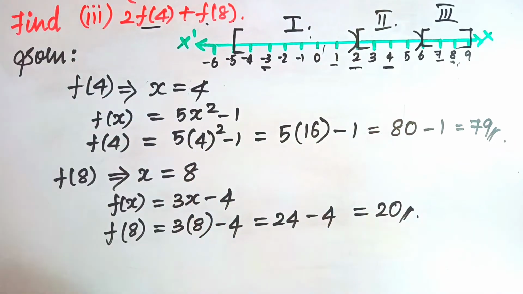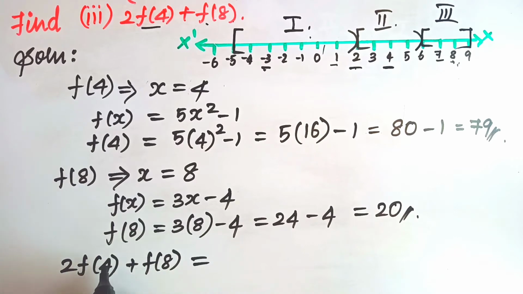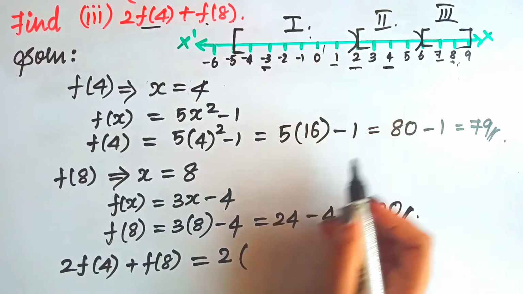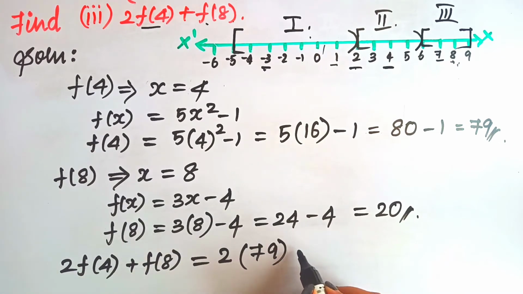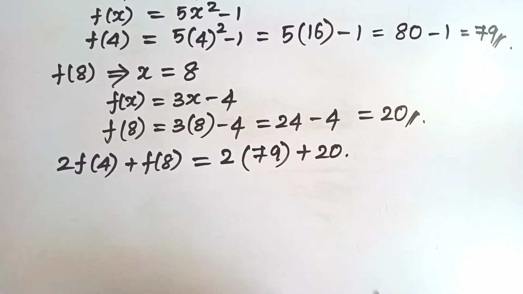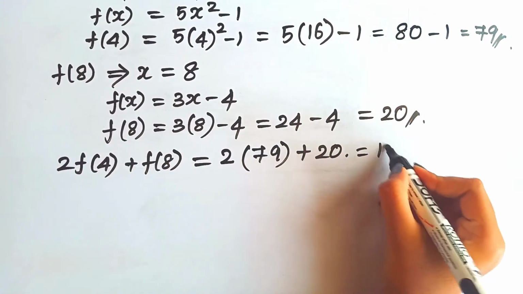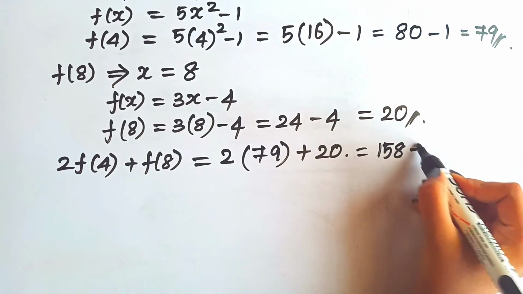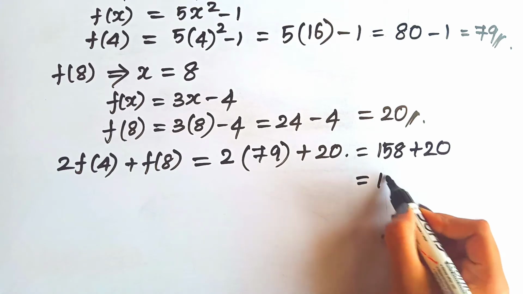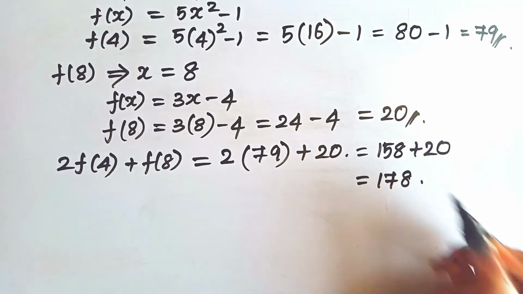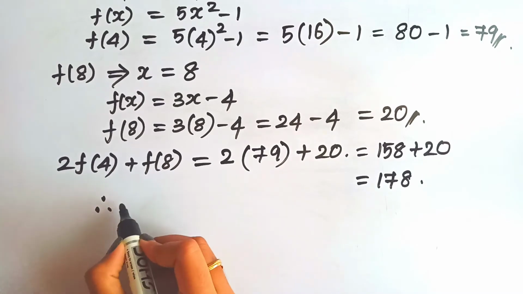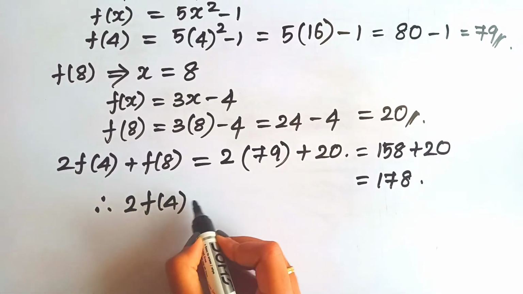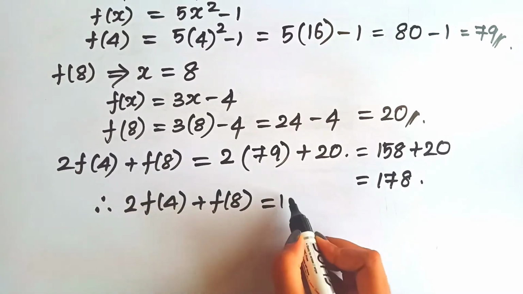So what's the question? 2 into f of 4 plus f of 8. So we have to find this. So 2 into f of 4. So 2 into, our f of 4 is 79, so 79 plus, and f of 8 is 20. So we will get 2 into 79 is 158 plus 20. So finally we get an answer, 178. So our final answer is 2 into f of 4 plus f of 8 is equal to 178.